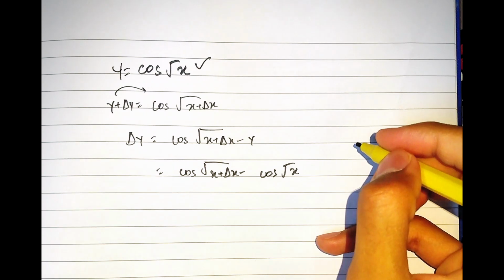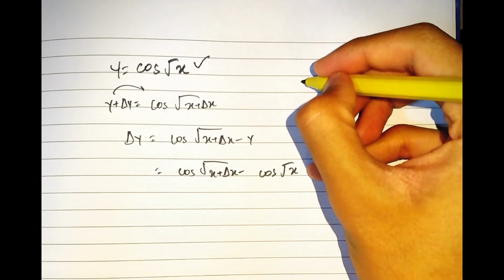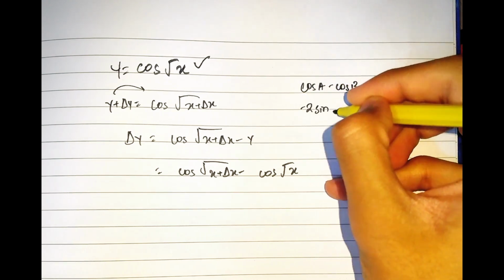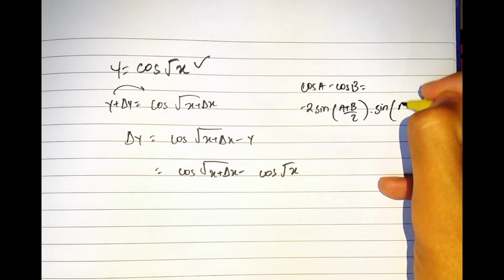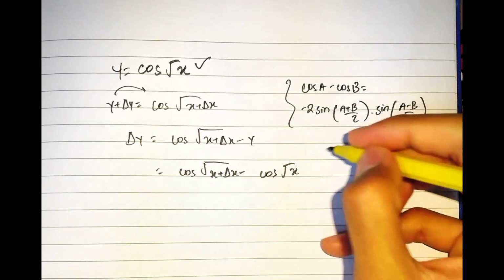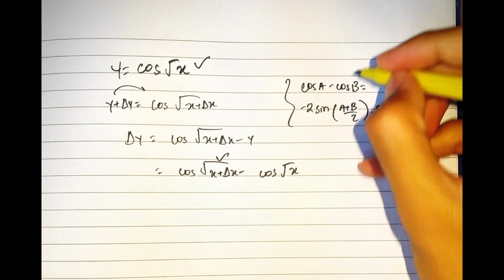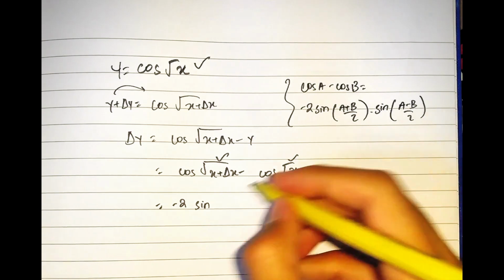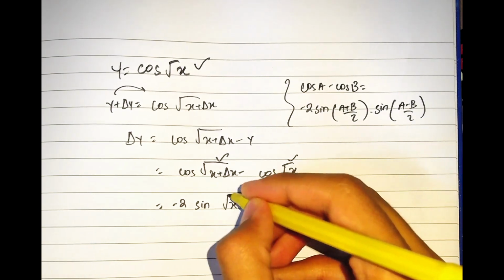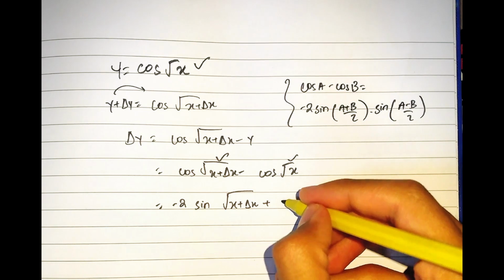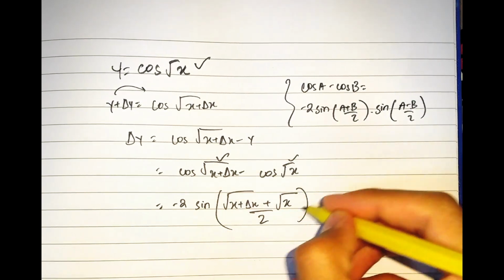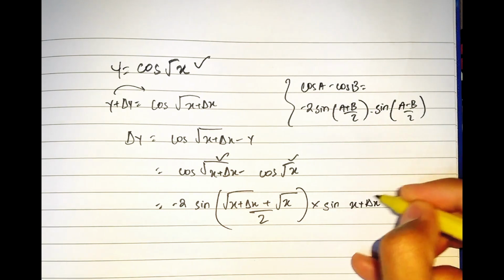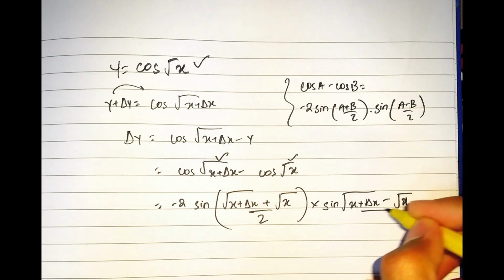Okay, so now at this point I'm going to apply a formula which actually says that cos a minus cos b is equal to minus 2 sine (a plus b) divided by 2 times sine (a minus b) divided by 2. So this is the formula which we are going to use. A is root of x plus delta x and this b is actually root x. Okay, so we are going to write it in this form: minus 2 sine (a plus b), what is a? Root of x plus delta x plus b. B is actually root x, divided by 2, multiplied by sine, same thing, (a minus b), root of x plus delta x minus root x, divided by 2.